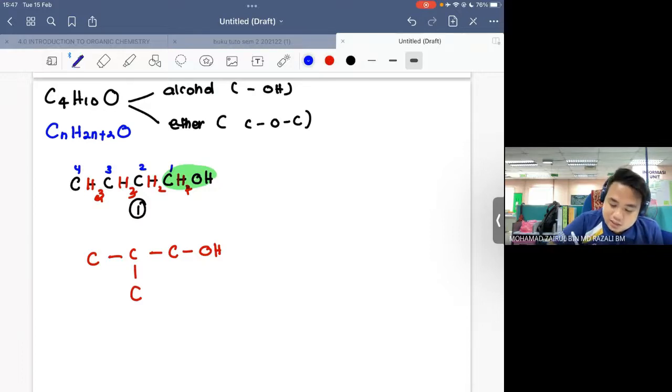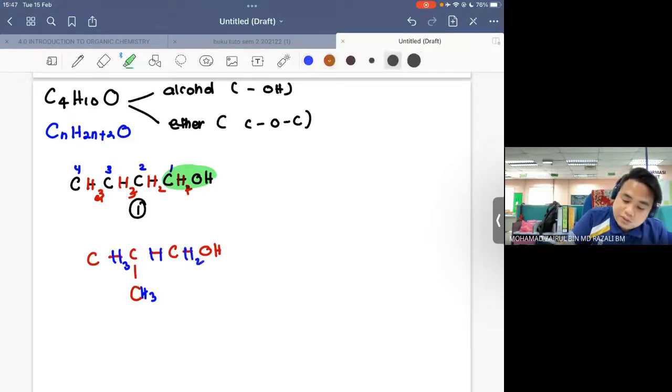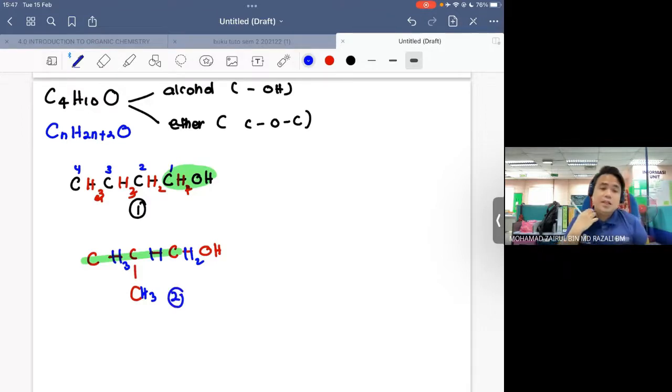Okay, dah settle, kita draw hydrogen. Ni CH3, CH3, CH2. So kalau awak tengok ni parent dia daripada 4, saya dah shortenkan jadi 3. So let's say this is structure 2. So the relationship between structure 1 and structure 2, they are chain isomer.